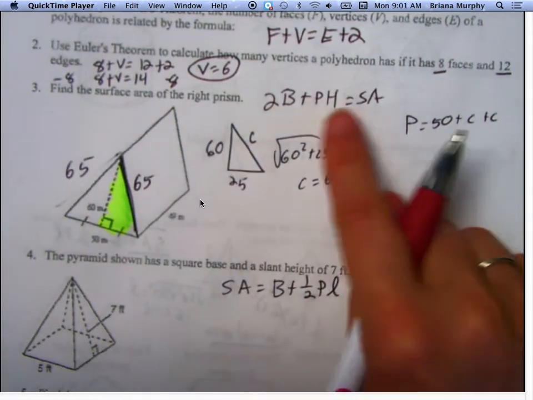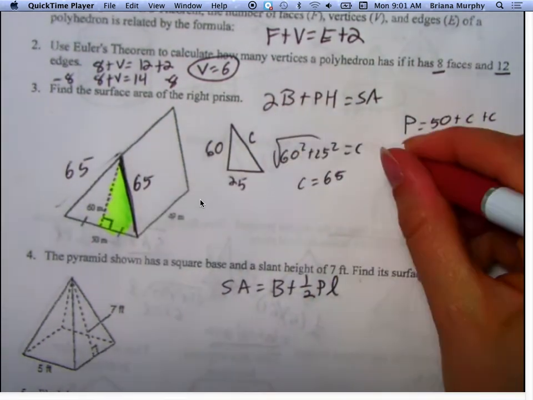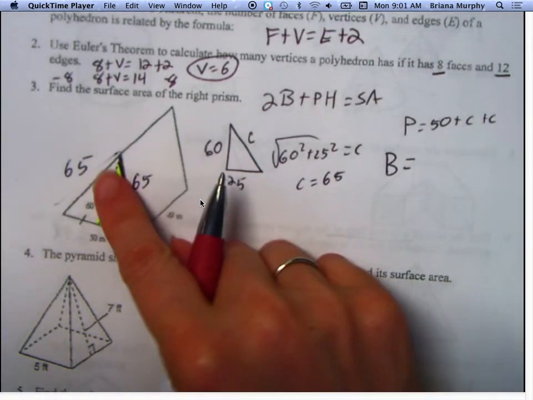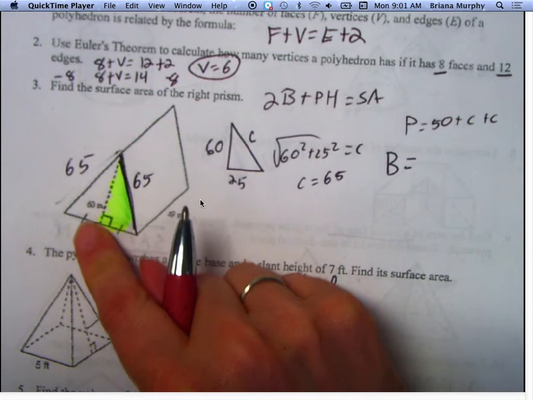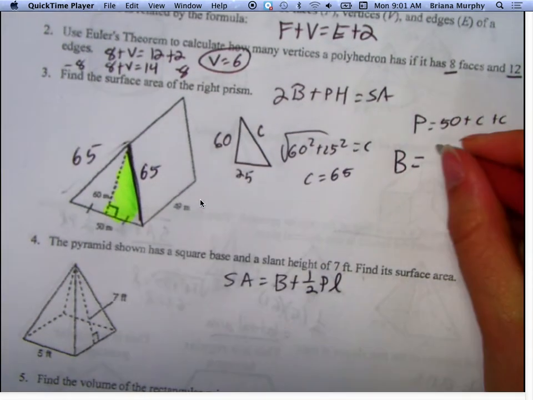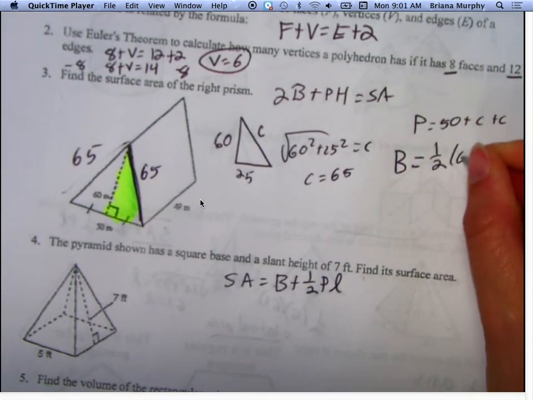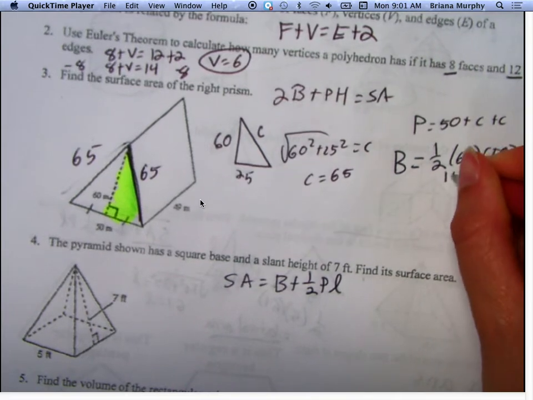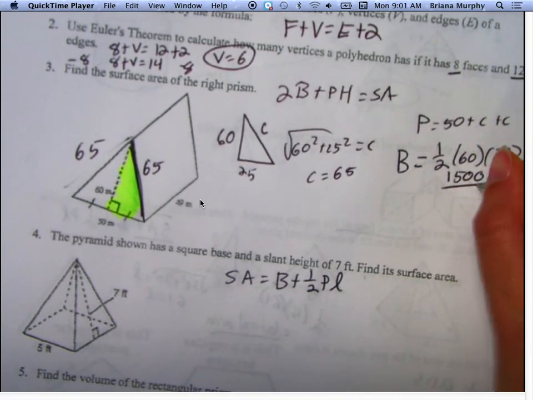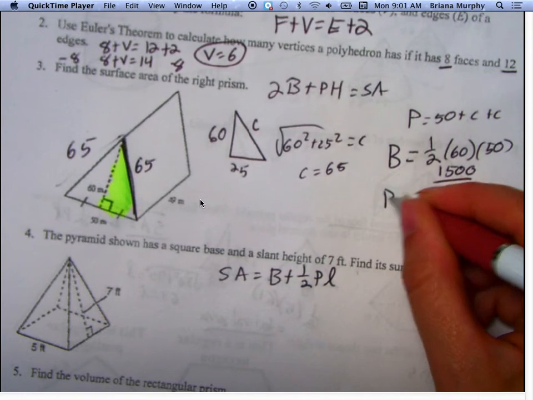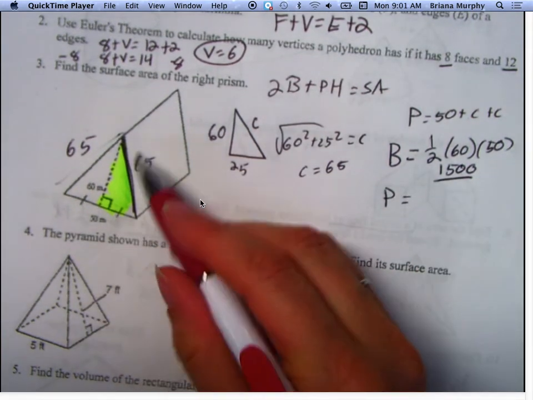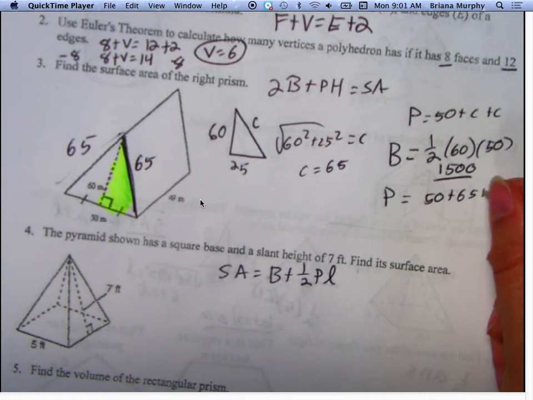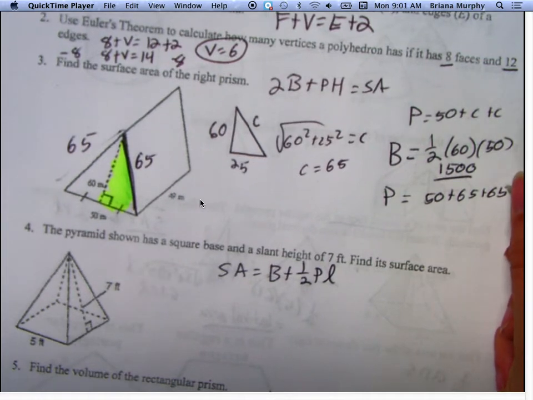Okay, so now we have to find each part of this. What does B mean? You guys remember? Area of the base, right? Not just 50, but the area of the whole thing. So that's 1/2 times 60 times 50, and that equals 1,500. That's my base. Then we need our perimeter. Our perimeter is if we count up the outside. So that's 50 plus 65 plus 65. That gives me 180.